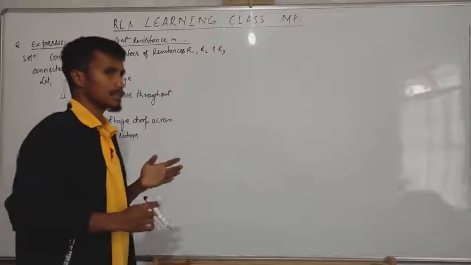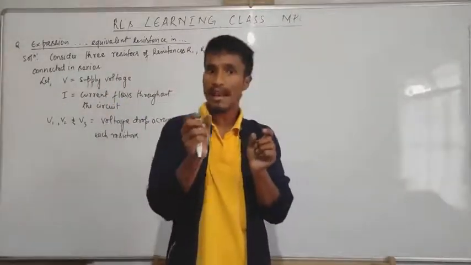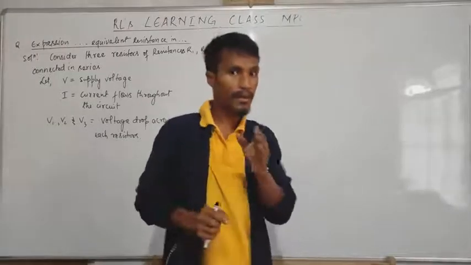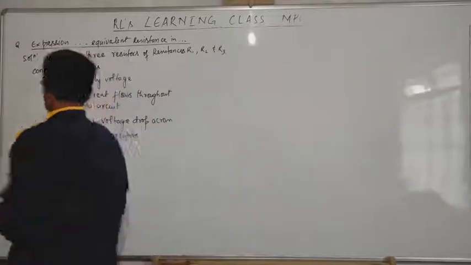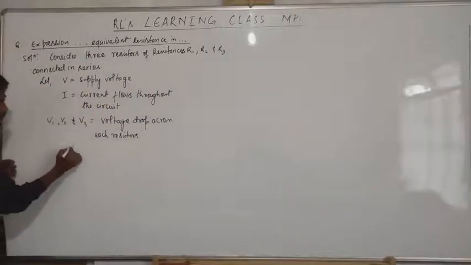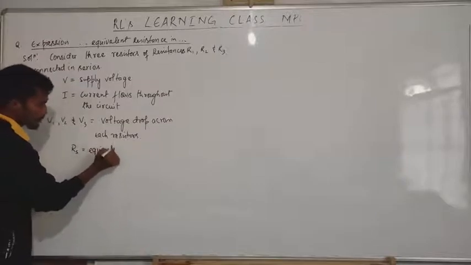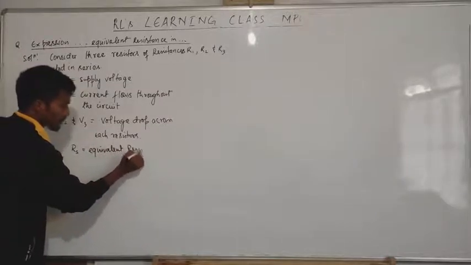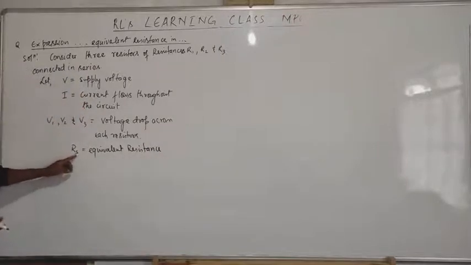Remember that in a series circuit, the voltages are different. In each resistor the voltage gets dropped, but the current remains the same. That's why for current I don't put I1, I2 and I3. Then one more: RS. This will be the equivalent resistance or the total resistance in series. This S stands for series.